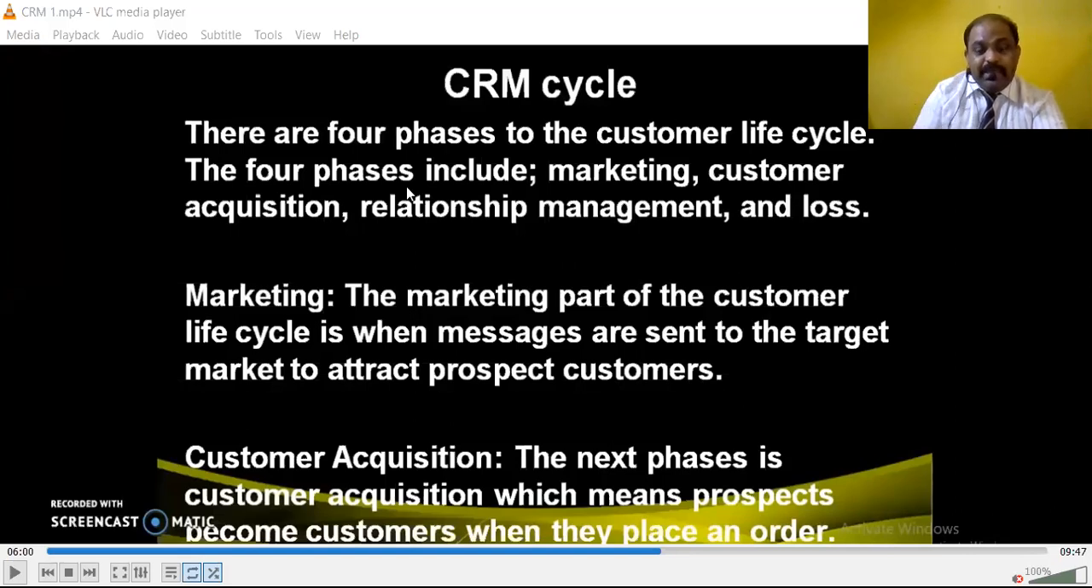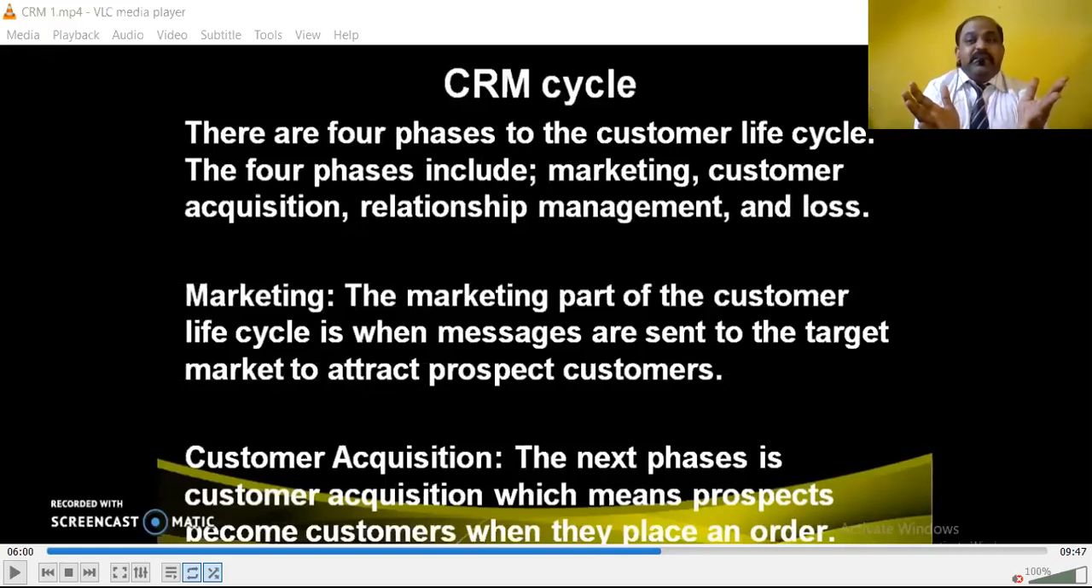So the 4 phases, phase number 1 is marketing, where you are meeting the customer, where you are trying to convince the customer to buy the product of the company. The first phase is the marketing phase. What exactly is the marketing phase? The marketing part of the customer life cycle is when messages are sent to the target market to attract the prospective customer. Prospective customer को अपने तक लाने के लिए जो हम करते हैं is marketing.